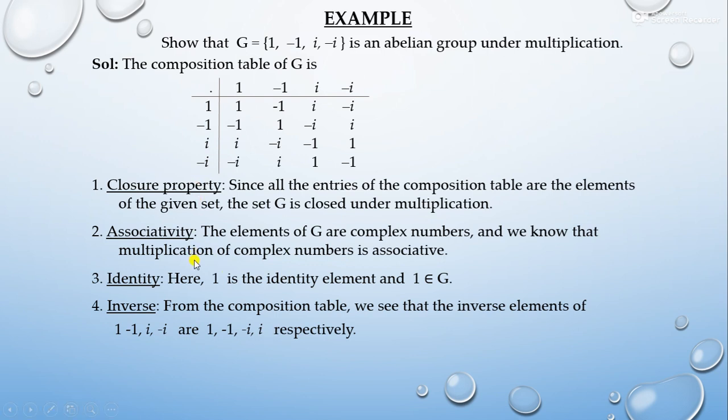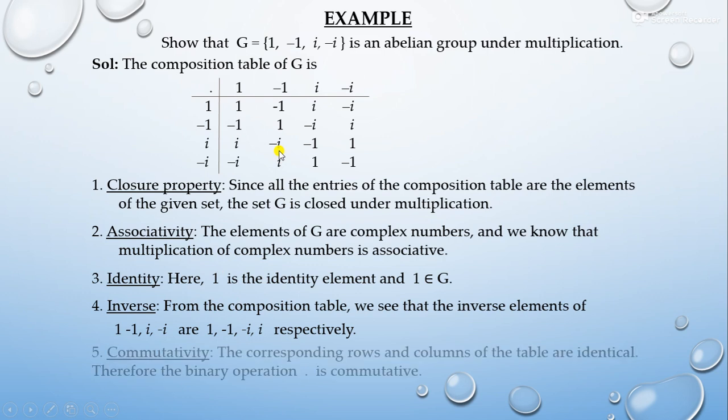Now all these four properties hold, it means that our G is a group. Now to show it is an abelian group, we have to show that it holds commutativity. So for the commutativity, you have to check whether your corresponding rows and columns are identical or not.